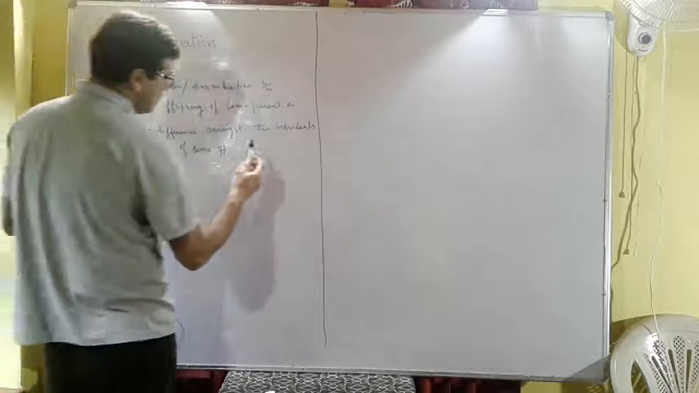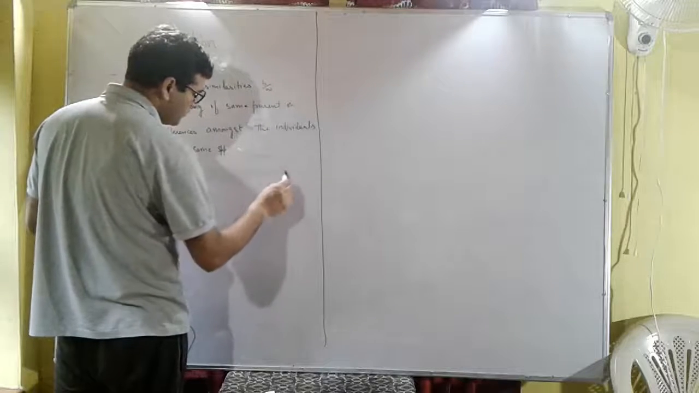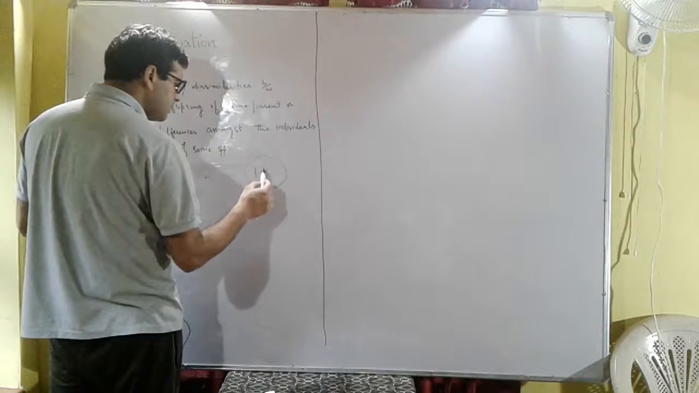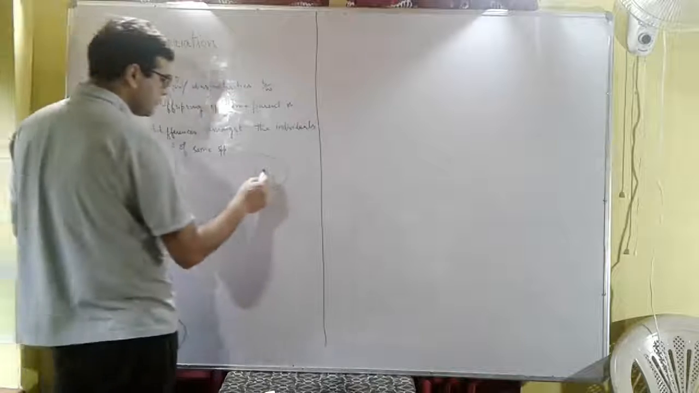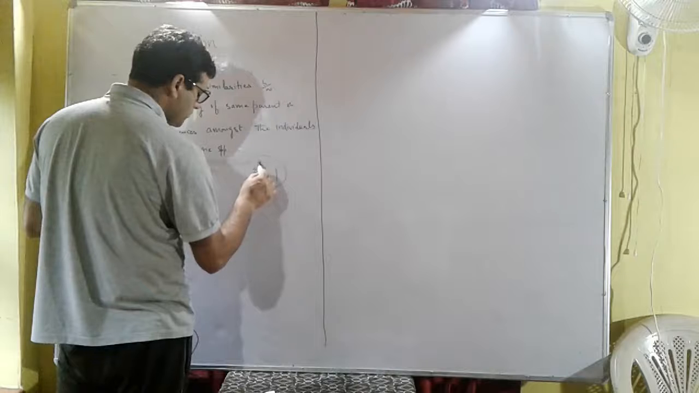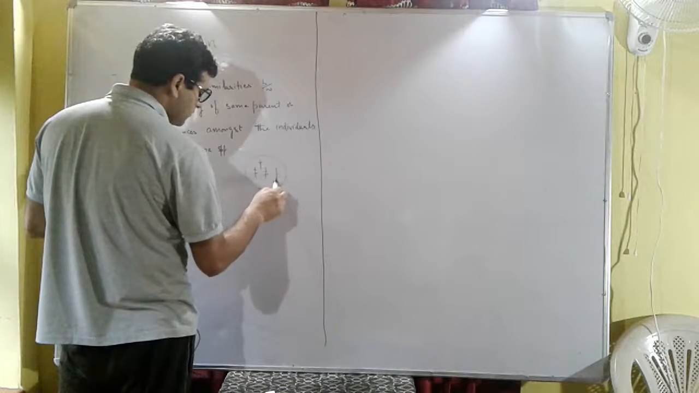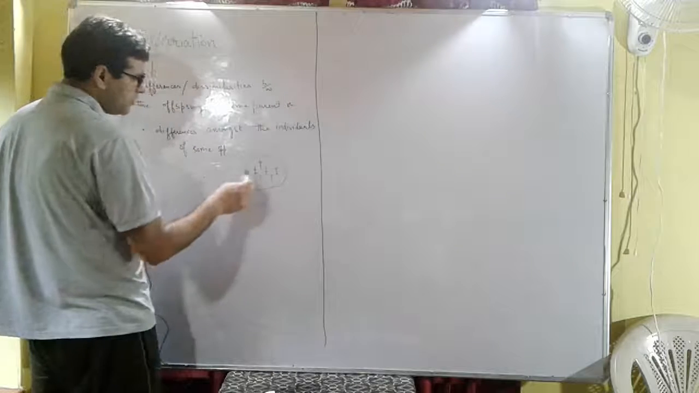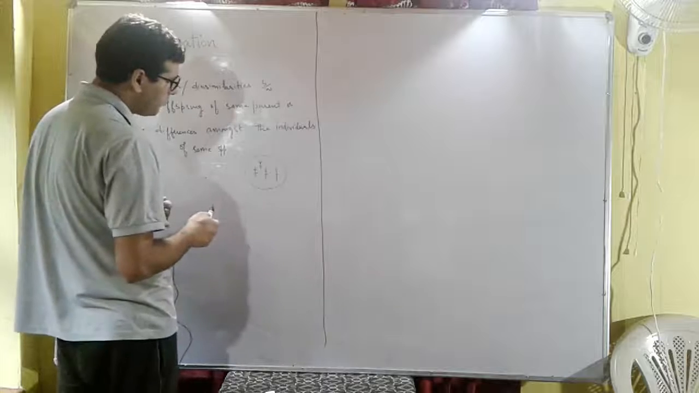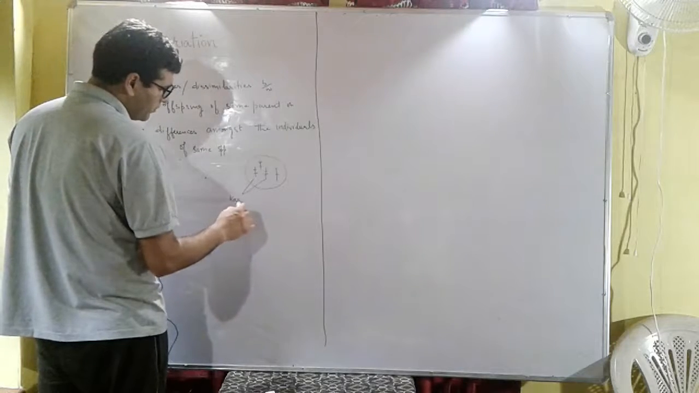For example, we have a population of plants. These plants belong to the same species. So these individuals, these plants, are different from one another. So we can say that this is a variation.